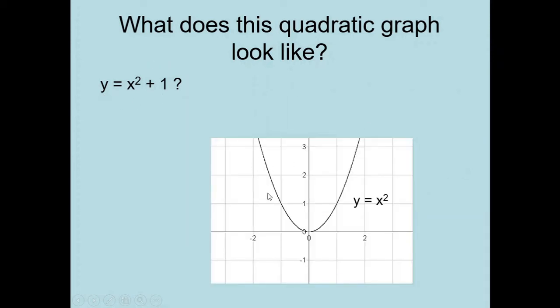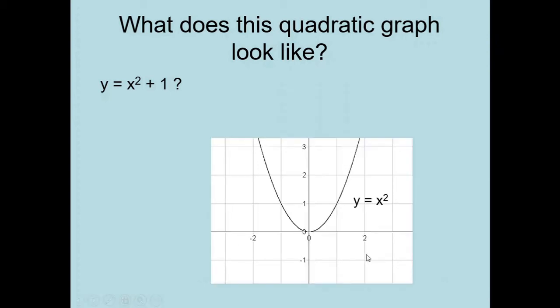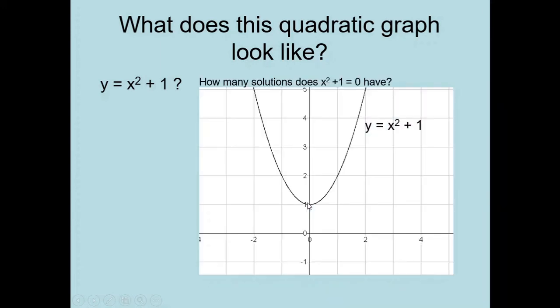So here's my graph of y equals x squared. The graph of y equals x squared plus 1 will just be one higher than that. And how many solutions does this one have? Well, y equals x squared had that one solution, if you remember, down here where it touches the x-axis. So y equals x squared plus 1, that's all been lifted up one square. And you'll see that there are no solutions. It doesn't touch the x-axis at all.